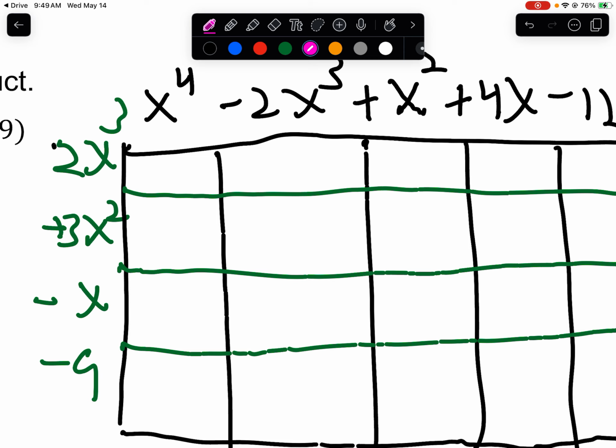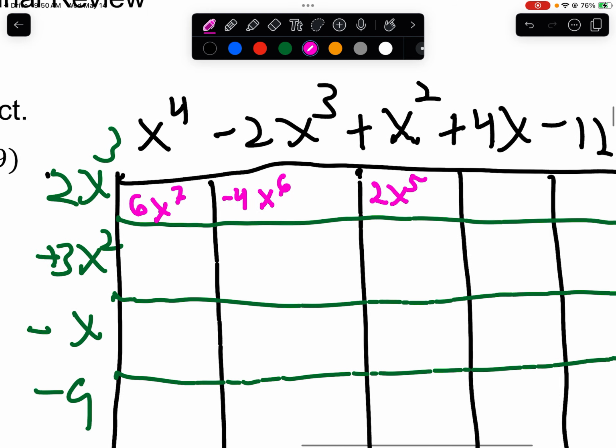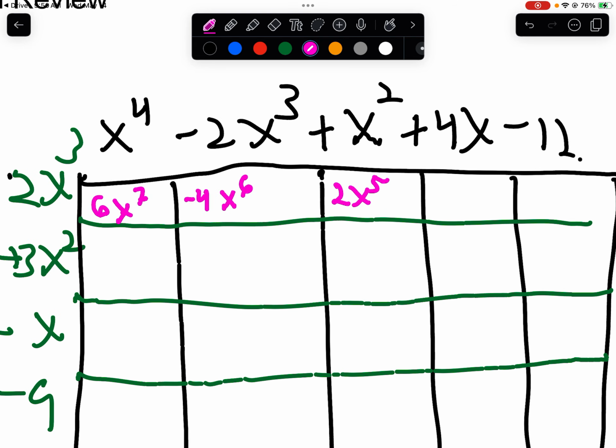So you get, let's go pink because it'll be staring at you, 2x to the third times x to the fourth gives you 2x to the 3 plus 4, which is 2x to the seventh. 2x to the third times a negative 2x to the third is a negative 4x to the 3 plus 3, which is x to the sixth. 2x to the third times x squared is 2x to the fifth. Notice the exponents are going down by 1 as we move across.